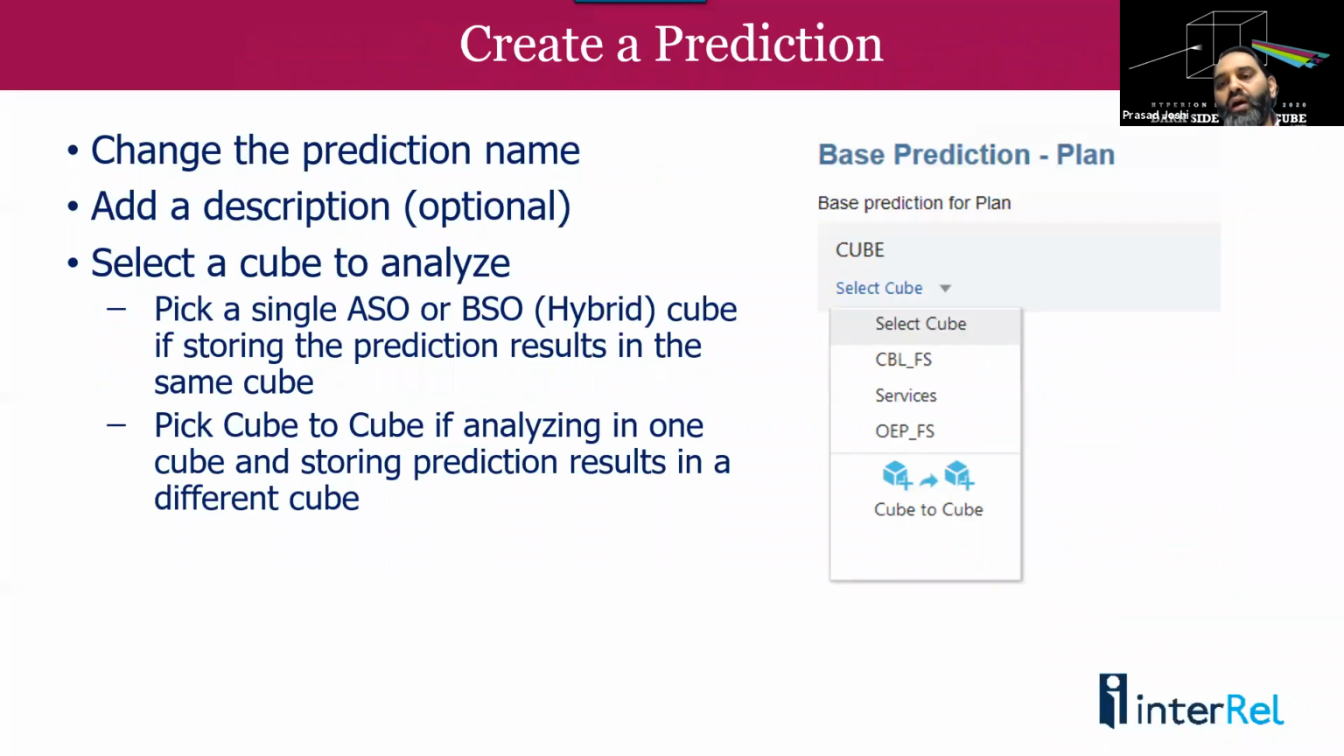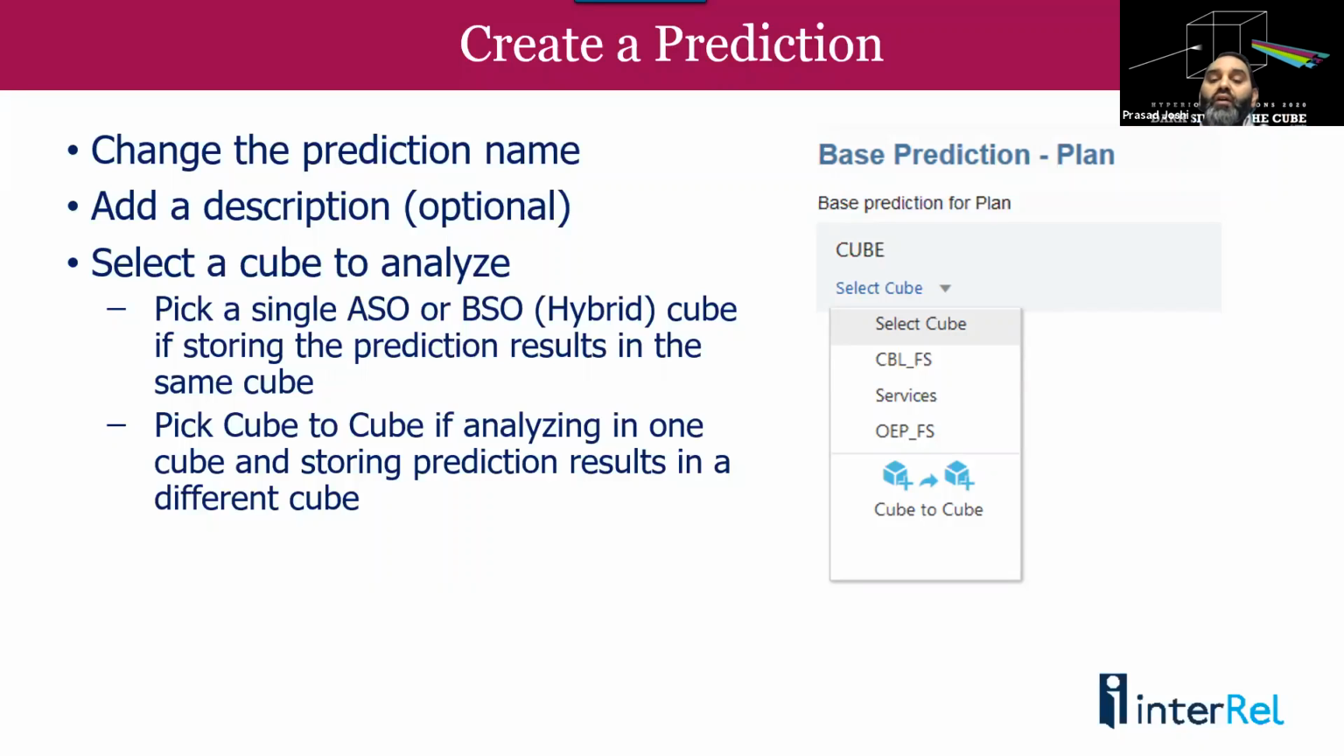A prediction definition can be created within a cube itself. You can use an ASO or a BSO cube if you're trying to store the values within the application. You are also allowed to do cube to cube, so your source cube could be different from your prediction cube. If you just want to do an internal prediction, you can pick the cube that you want from the list. If you want cube to cube, you can click the cube to cube icon in there as well.